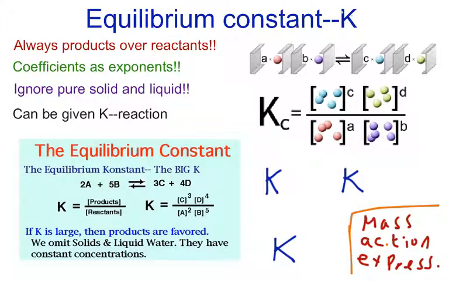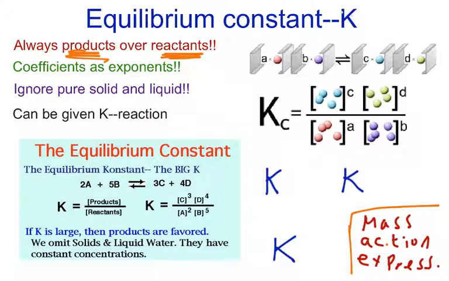Now, this is a simple concept. It's just showing us at equilibrium which direction the reaction is favored based on the values. And before we can plug values in, we must know how to set it up. Now, in the equilibrium constant expression, the products are always over the reactants.